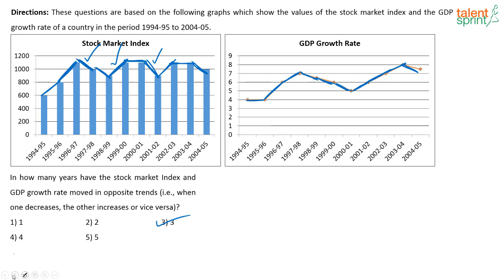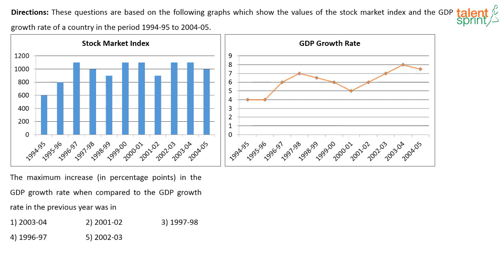So moving on to the next question. The maximum increase in percentage points in the GDP growth rate when compared to the GDP growth rate in the previous year was in dash. Maximum increase in the GDP growth rate. So now again you have to compare the GDP growth rate graph here to get the answer.